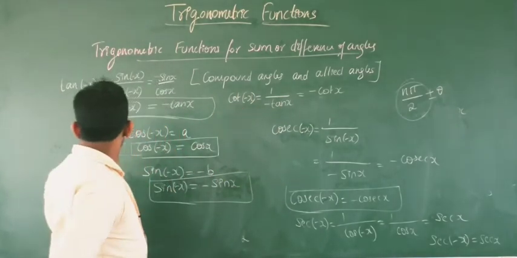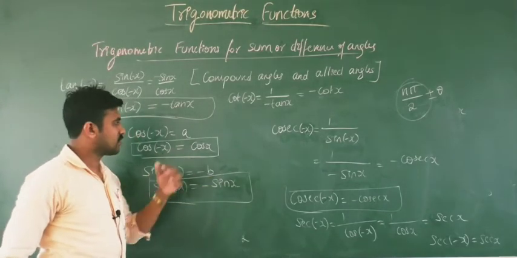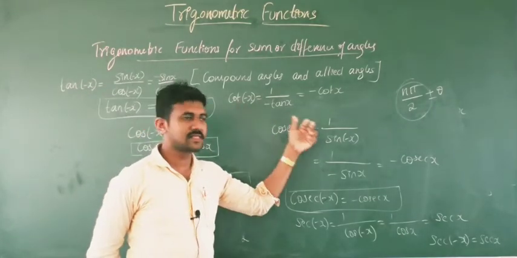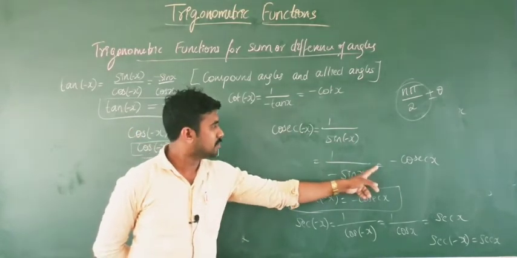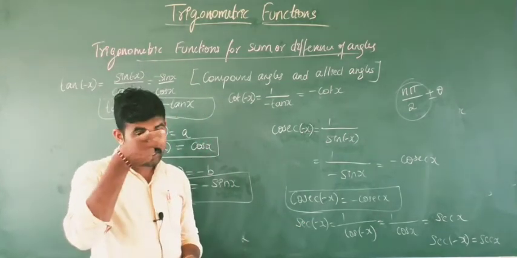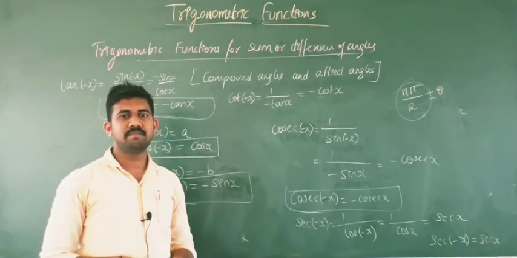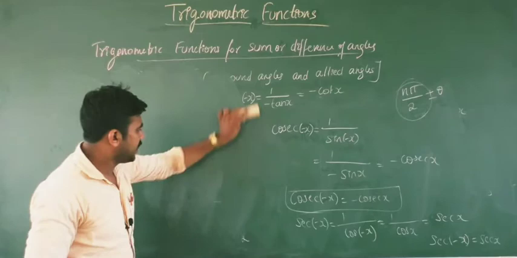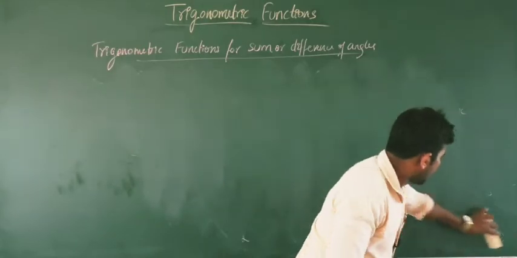Okay, so remember this: the sine of minus x is minus sine x, cos of minus x is cos x, tan of minus x is minus tan x, cot of minus x is minus cot x, cosecant of minus x is minus cosecant x, secant of minus x is plus secant x. So in the fourth quadrant only cos is positive, so cos and its reciprocal give a positive value. So remember this.